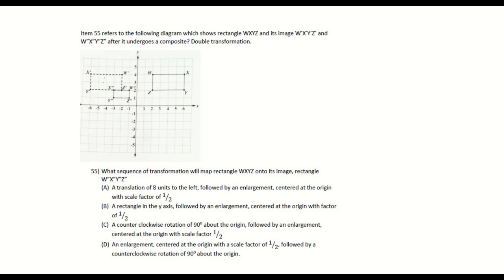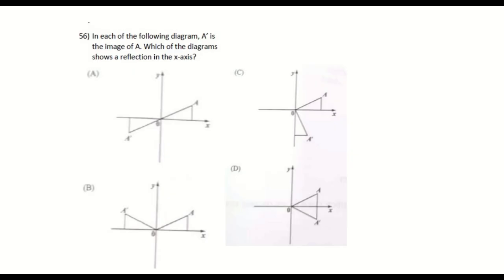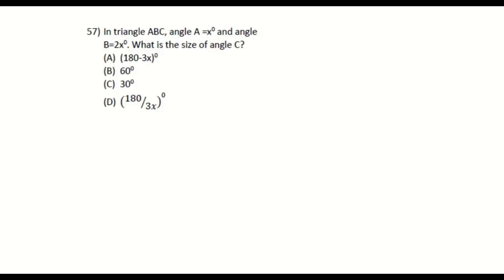A translation of 8 units to the left. A mistake was made. This is not supposed to be a rectangle. This is supposed to be a reflection. Right? Reflection. A reflection in the y-axis followed by the enlargement. The answer is B. Right? In each of the following diagrams, A' is the image of A. Which of the diagrams show reflection in the x-axis? That's D. That's a repeated question.